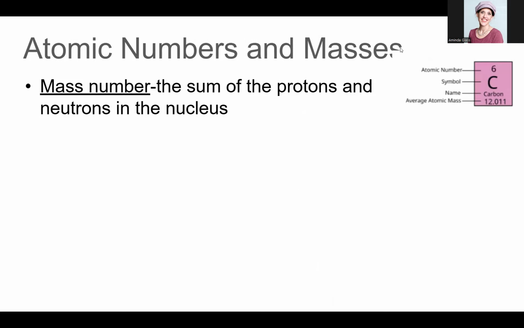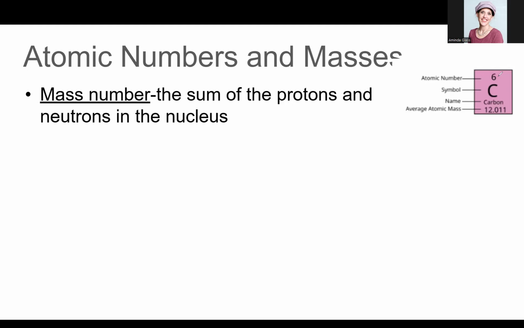So here you can see, whenever you look at the periodic table, you will see a square that looks like this. This number here at the top is the atomic number. You'll see the symbol. The first letter is always capitalized. The next letter is lowercase. And it's important for you to remember to draw them the same way.